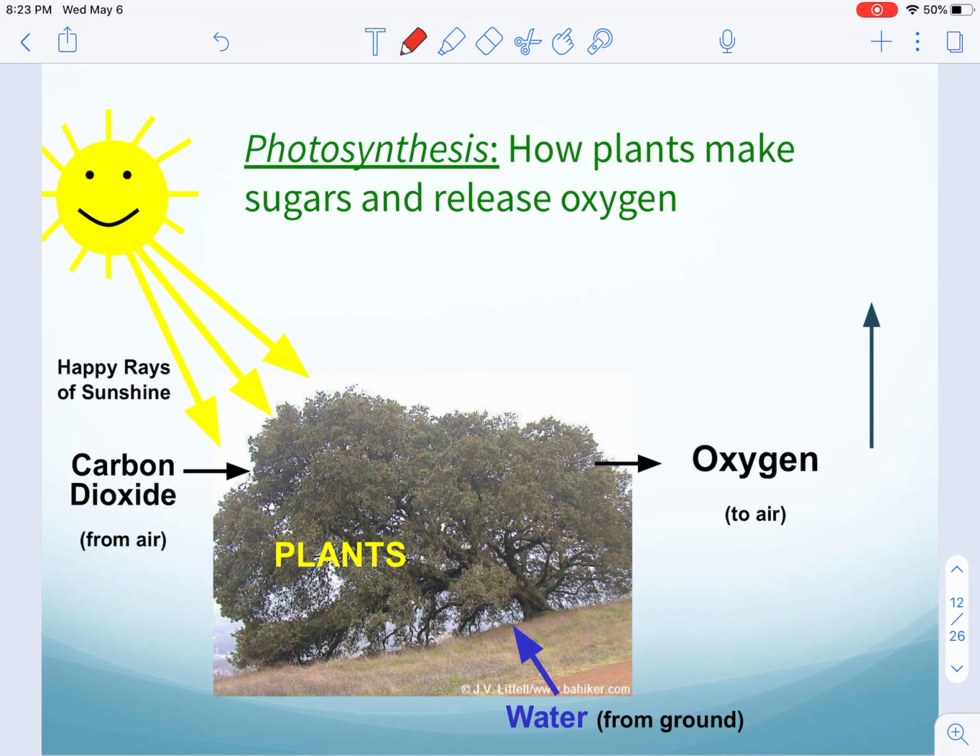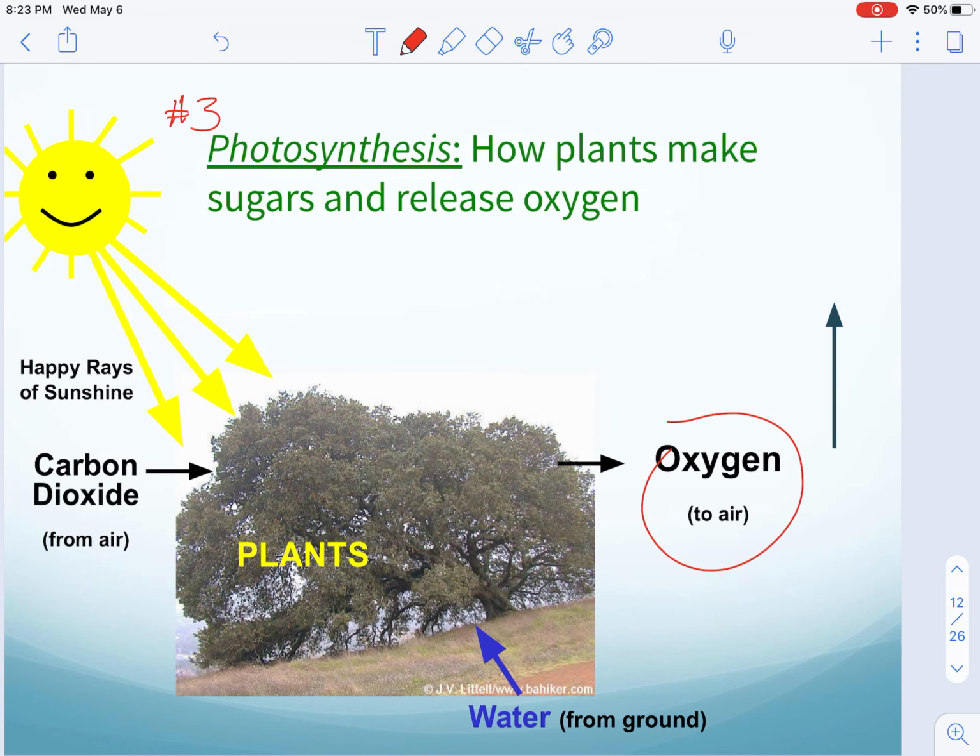Okay, and then the third way is photosynthesis. This is the way that plants make sugars. They take in carbon dioxide, right? They use some water and energy from the sun to produce the sugar that they need, and as a byproduct, they release oxygen into the atmosphere.